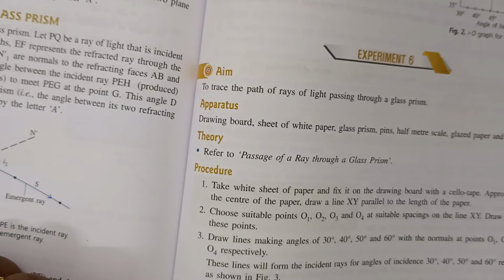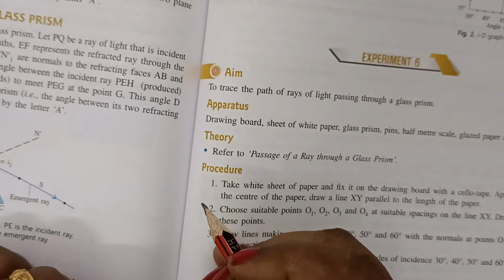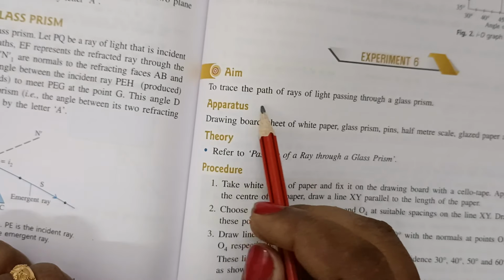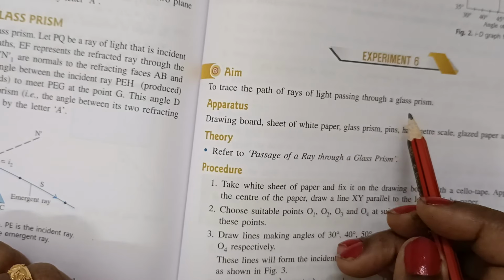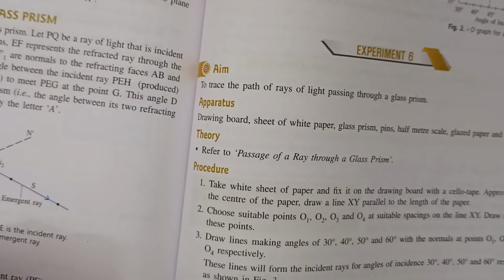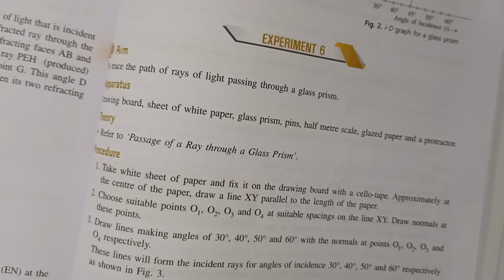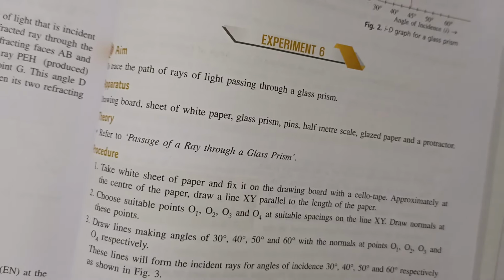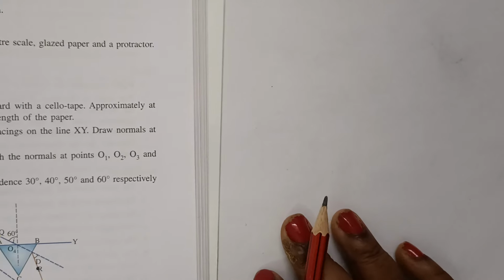Good morning, students. Today we will do the last experiment of this term to trace the path of rays of light passing through a glass prism. For this, we need the following things. First is, it is the same as that of the rectangular glass slab, which we had done earlier.